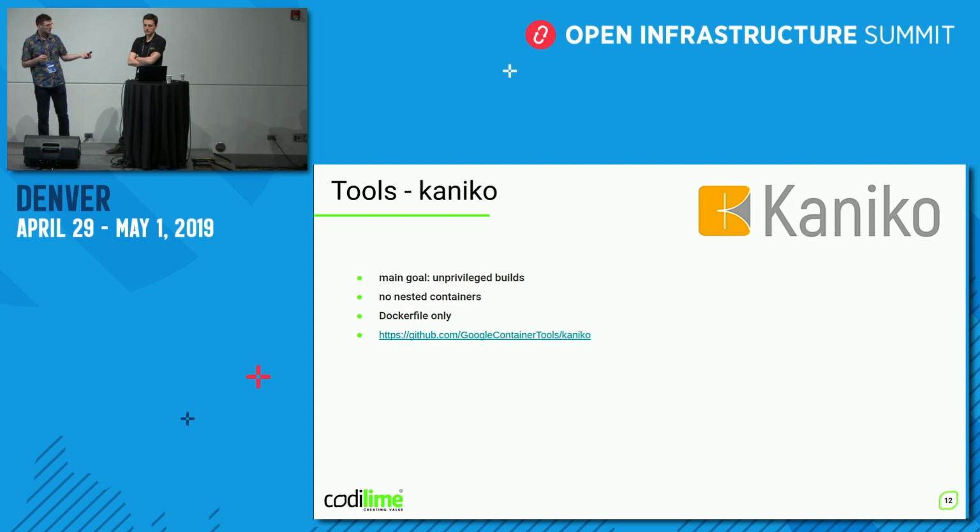So there, of course, is Kaniko. It was created by Google, and its main goal is to provide unprivileged builds for building images inside Kubernetes containers, for example. And it doesn't create any nested containers. Everything runs in user space without namespacing. And it's Dockerfile only. And yes, its main target is the Google Kubernetes platform.